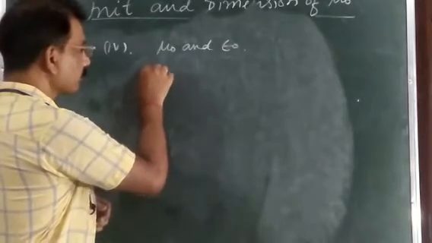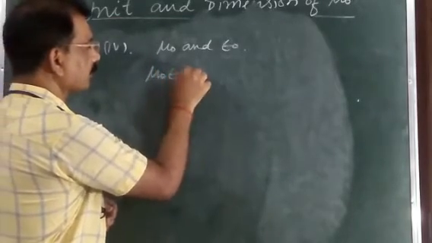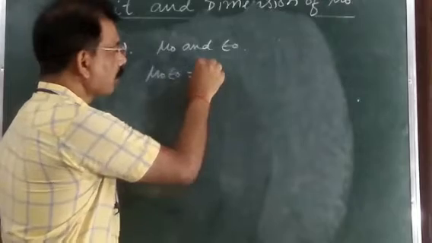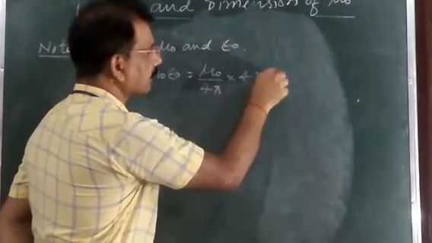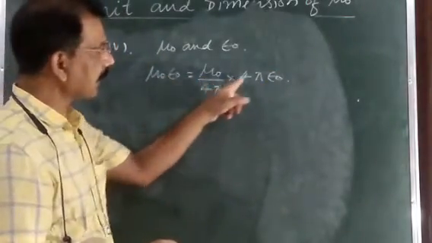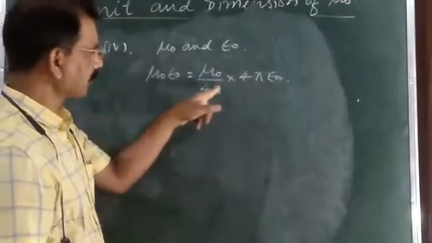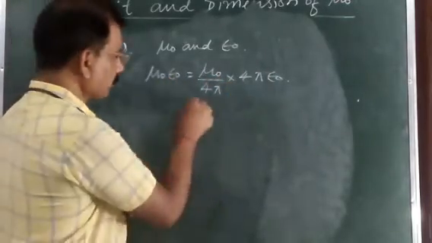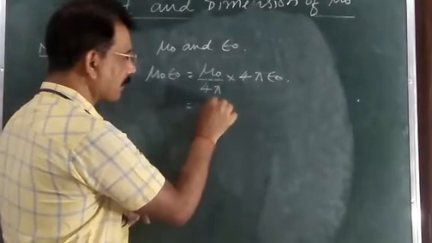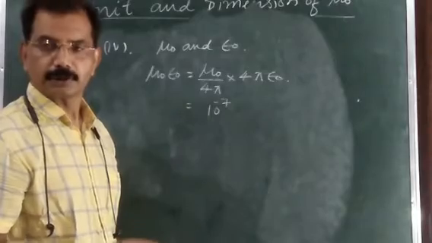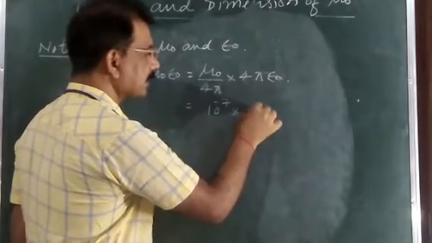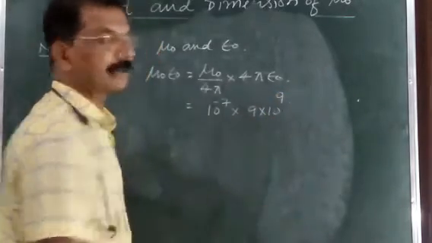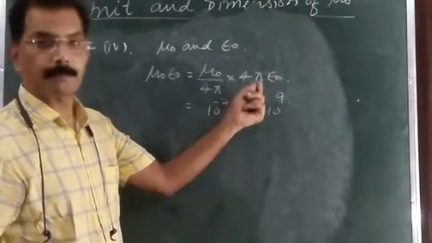So you can say here mu naught epsilon naught is equal to, we can write, mu naught upon 4 pi into 4 pi epsilon naught. We wrote it in this form, which is fine, because 4 pi cancels with 4 pi, and then it becomes mu naught epsilon naught. But you know mu naught upon 4 pi is 10 to the power minus 7 newton per ampere square, into 4 pi epsilon naught, 9 into 10 to the power 9. Already you know the value of 1 upon 4 pi epsilon naught.